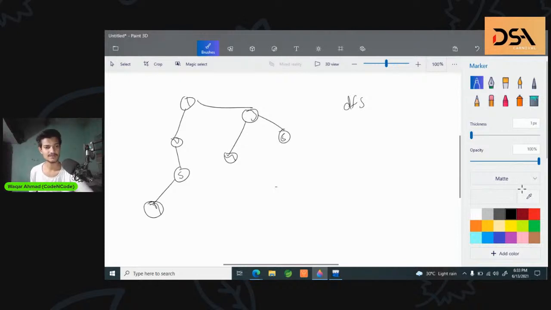So first, let's learn about DFS. The basic idea is to start from a certain node. For example, we are going to start with node one, right? From this node, you need to keep track of which nodes you have visited already. So you can have a visited array of Boolean type. How many nodes do we have? 1, 2, 3, 4, 5, 6, 7.